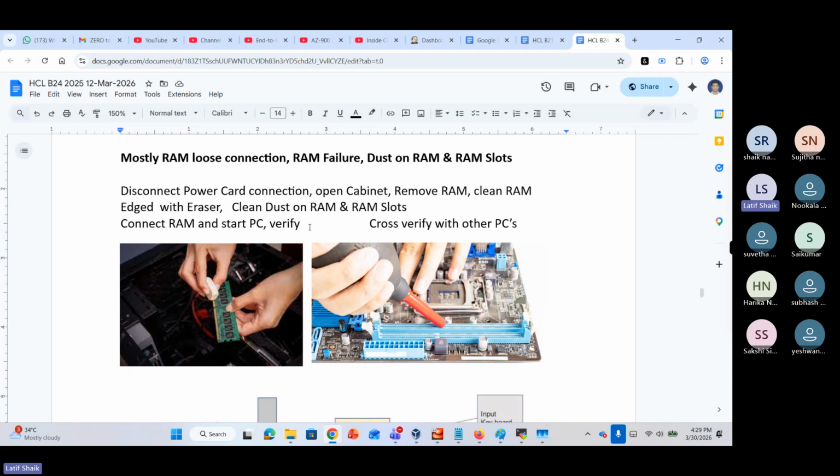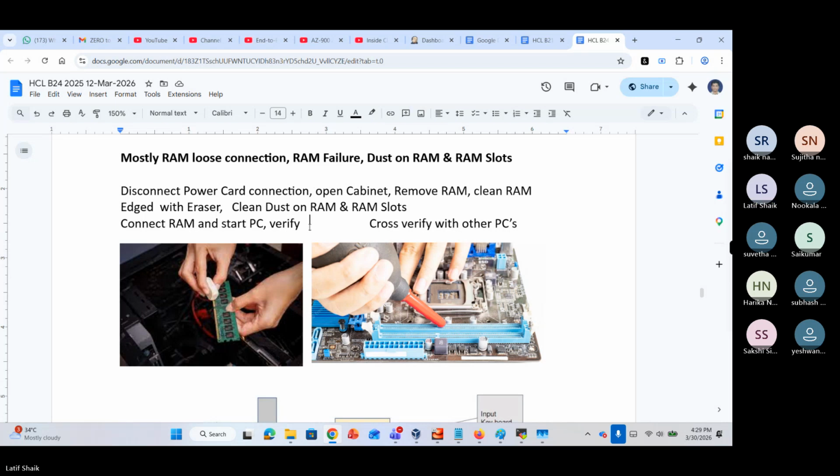Remove the cabinet, open the cabinet door. Remove the RAM. Clean the RAM edges with an eraser. Clean the RAM slots with a hand blower. Reinsert the RAM. Connect the power supply. Power it on. Check it. Working or not. Working? Good.